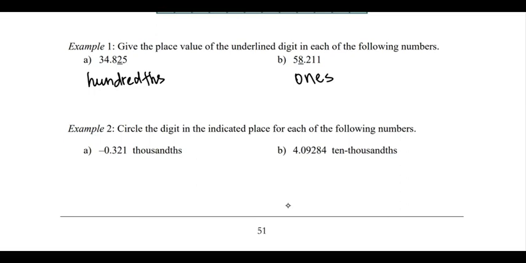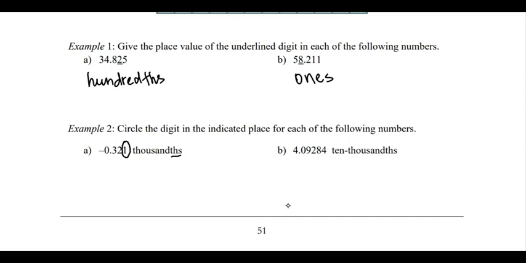So in example 2, we're going to switch gears. Here you are asked to circle the digit in the indicated place for each of the following numbers. In part A, we're looking for the digit in the thousandths place, with a TH. That means I need to look on the decimal side. So I have the 3 in the tenths, 2 in the hundredths, and 1 in the thousandths place. So the digit to circle in the thousandths place is your 1.